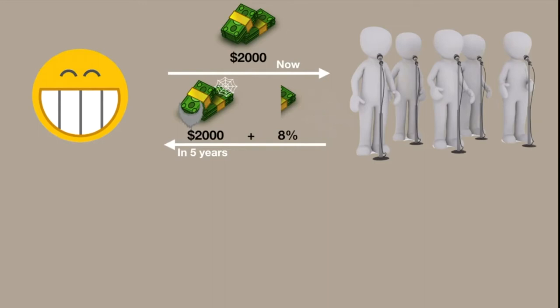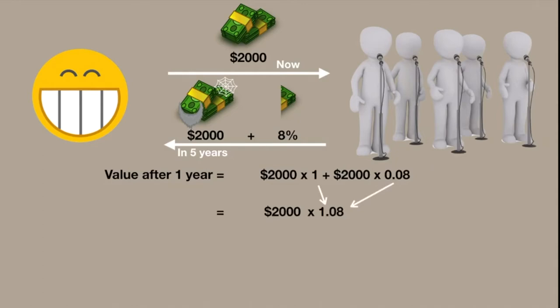So after 1 year, my investment is worth what it was worth before, plus the 8% I earn, or $2,000 times 1 plus $2,000 times 0.08. We can express this as 2,000 times 1 plus 0.08. This is $2,160. Then next year, I earn 8% on 2,160, as it's compounded annually, which is $2,332. Then next year, I can multiply last year's value by 1.08 to get the new value of my investment.